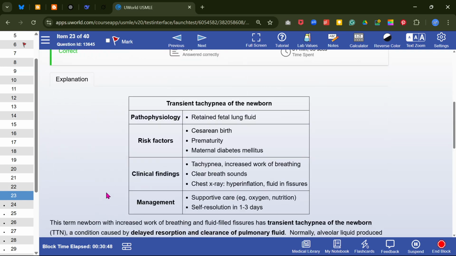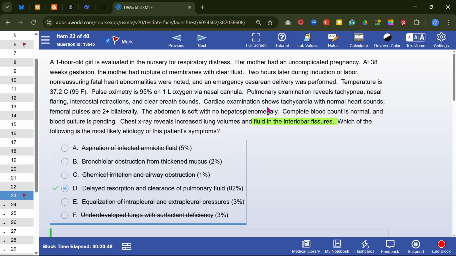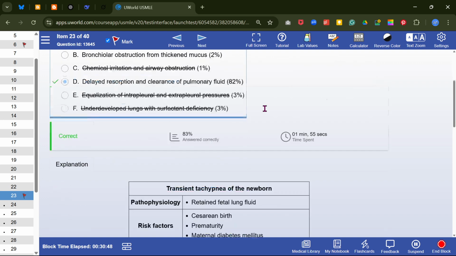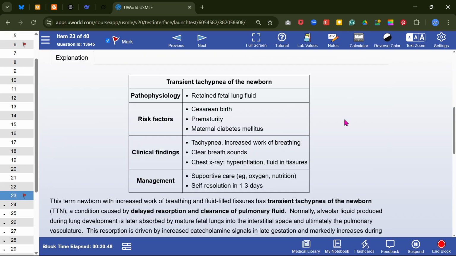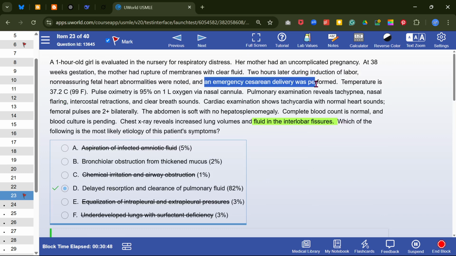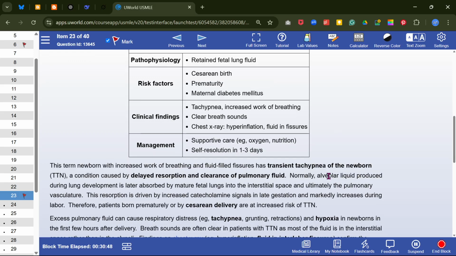Okay, this is transient tachypnea of the newborn, retained fetal lung fluid. Risk factors are cesarean birth, prematurity, maternal diabetes. Clinical findings: tachypnea, increased work of breathing, clear breath sounds. Chest x-ray shows hyperinflation and fluid in the fissure. Treatment is supportive care, oxygen, nutrition, and it self-resolves in 1 to 3 days.